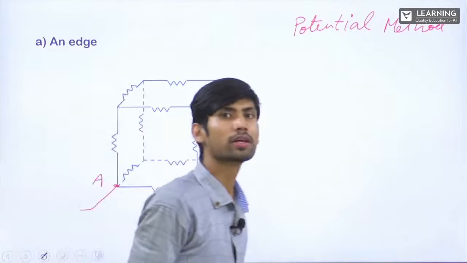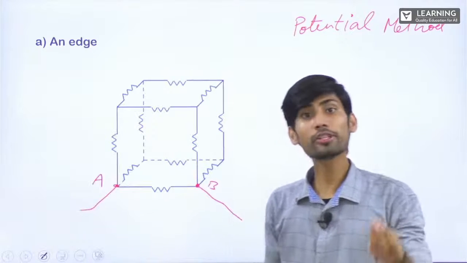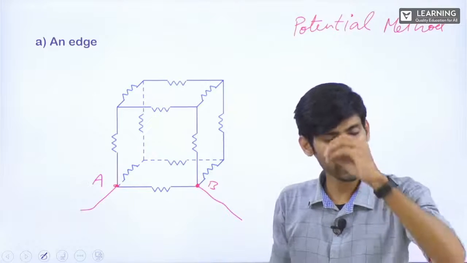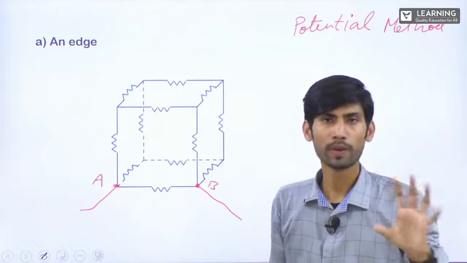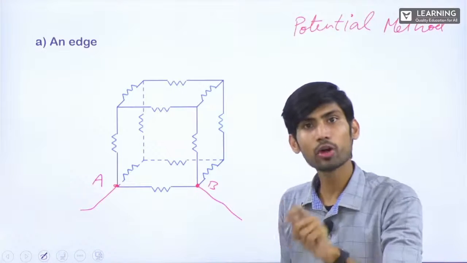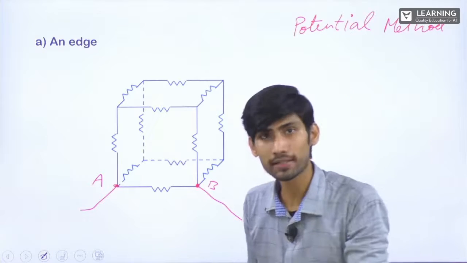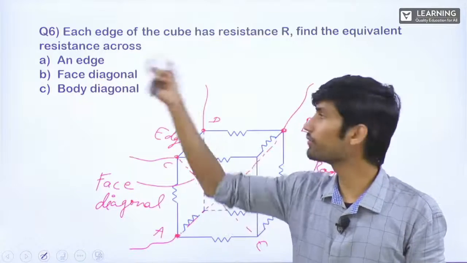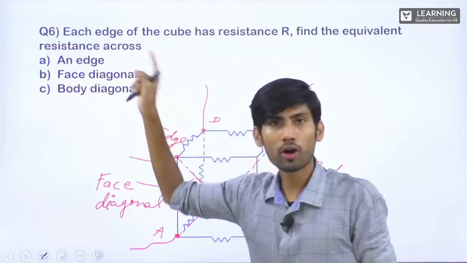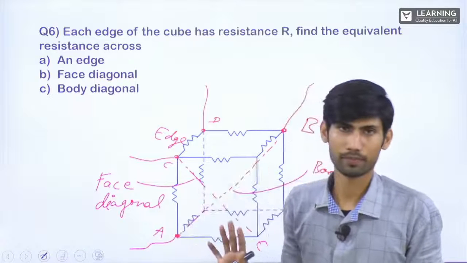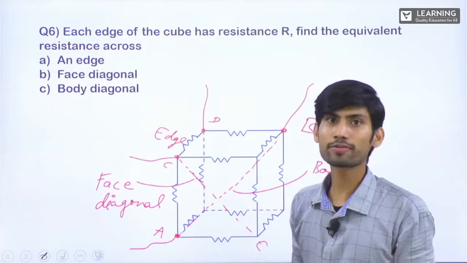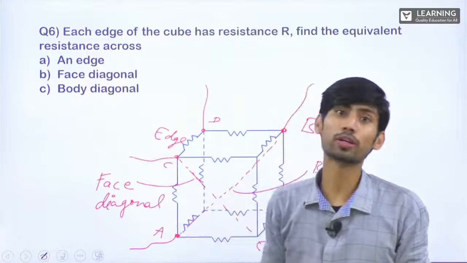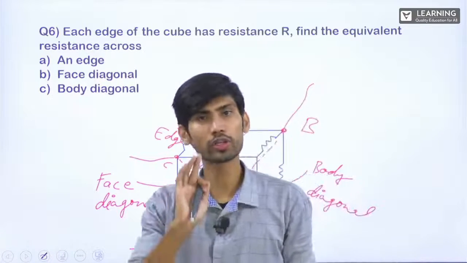Another method is using Kirchhoff's law. But we should know where to apply it. Kirchhoff's law can be applied in any question. If you are not getting how to do something, just apply Kirchhoff's law. But in the exam, you have to choose the method which consumes less time. Here, there are 3 different questions. For all 3, the potential method will take equal time, and that will take less time. But for the body diagonal, Kirchhoff's law will take very little time, while for the other 2 it will take more time. Still, I'll show you the Kirchhoff's law method also.